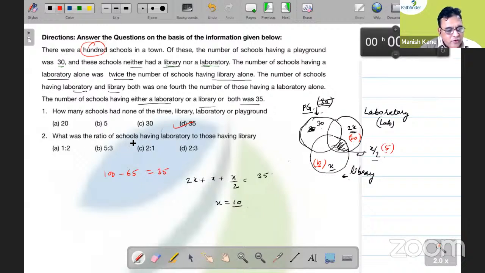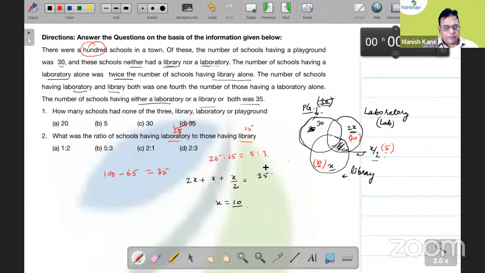Then what is the ratio of schools having lab to library? Now lab, the number of schools is 20 plus 5. So number of schools having lab is 25. I'll write it here. And number of schools having library is 10 plus 5, 15. So what is the ratio? 25 is to 15, which must be 5 is to 3.